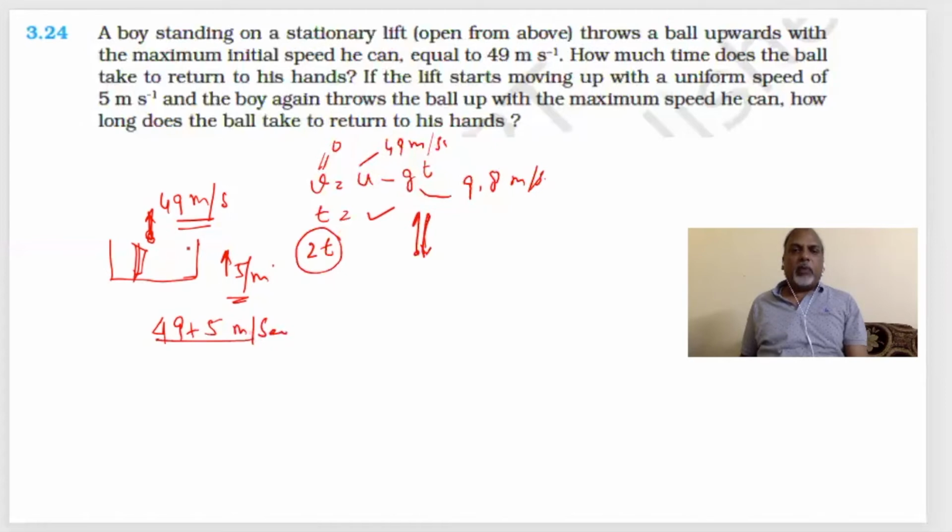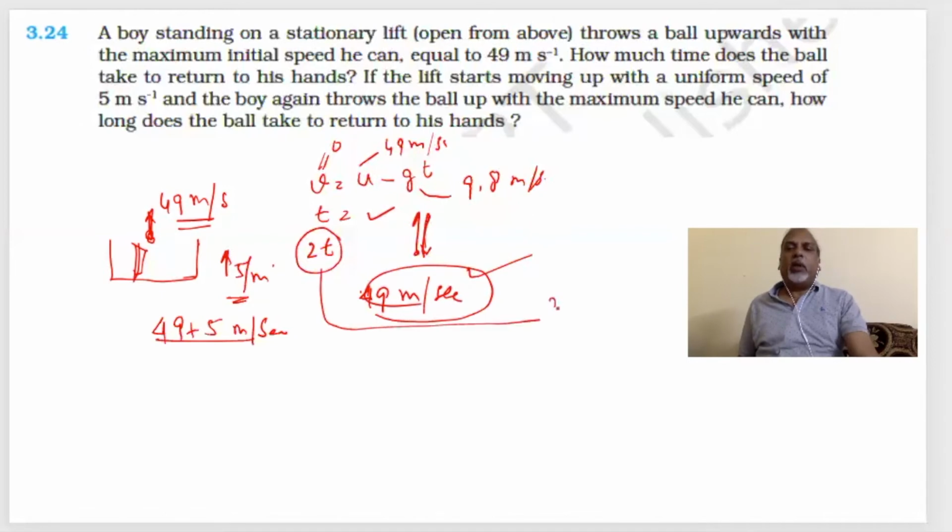But if you see the relative velocity, it will again be 49 only, because the lift is moving 5 meter per second, so 49 only. And that means it will take the same 2t time for returning back to his hand, because here you understand it is moving with the uniform velocity.